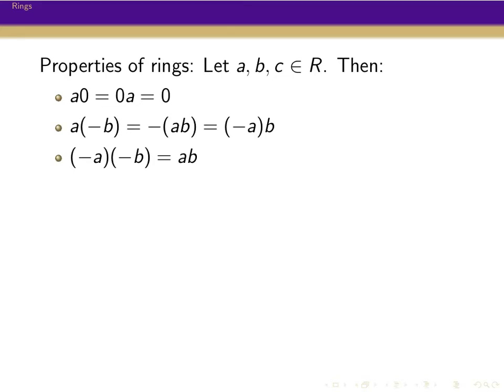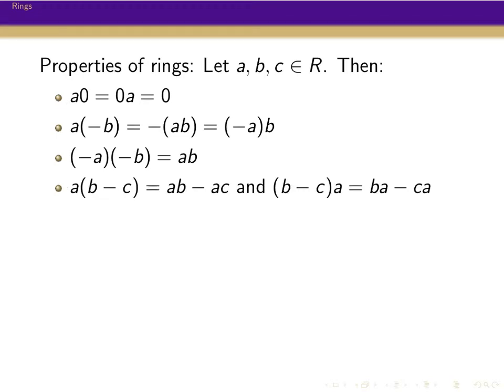Similarly, if we apply this twice, if you have the additive inverse of a times the additive inverse of b, that's the same thing as ab. So two additive inverses multiplied together, the minus signs cancel. This is what you're familiar with.